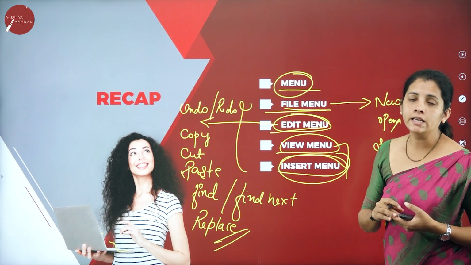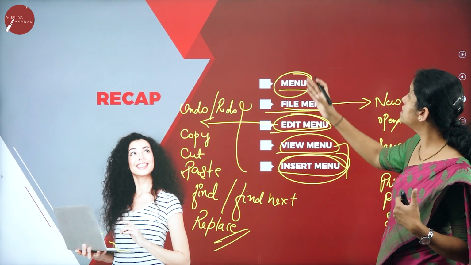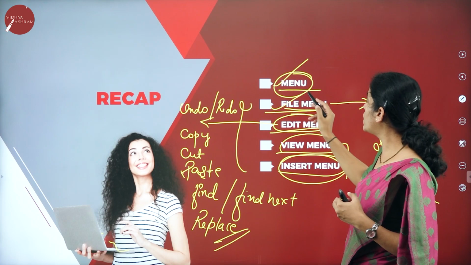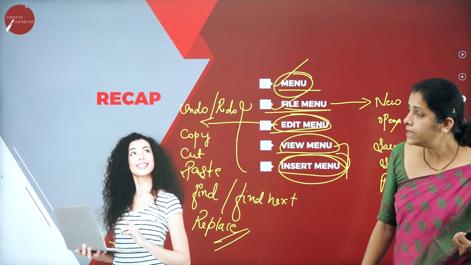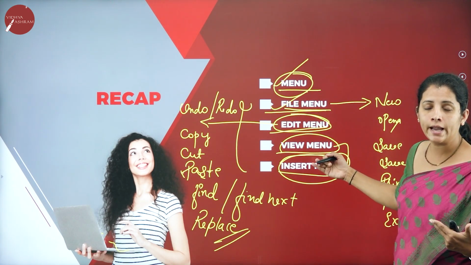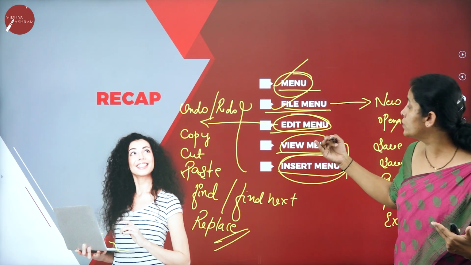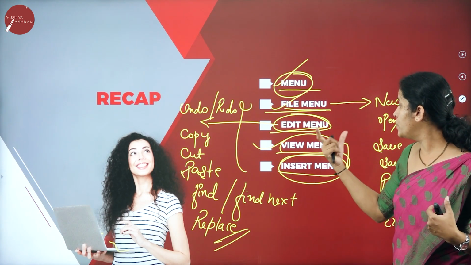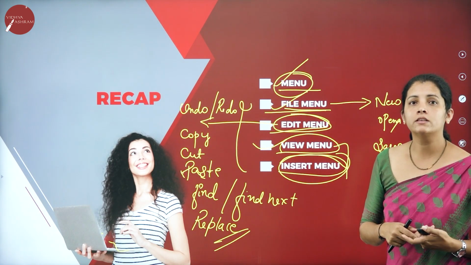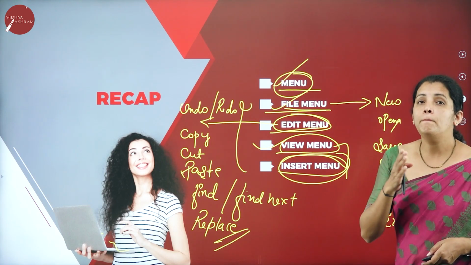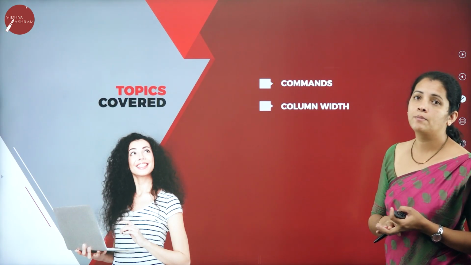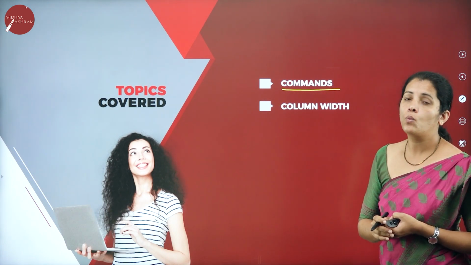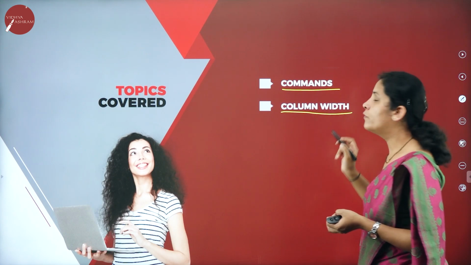So dear students, in my previous session we had a discussion regarding what is a menu. Under menu we discussed what is the file menu, what is the edit menu, what options I'm going to get, and what shortcut keys I'm going to have. Along with that we discussed the view menu and the insert menu. But in today's session, I'm going to discuss what are commands and what is column width.